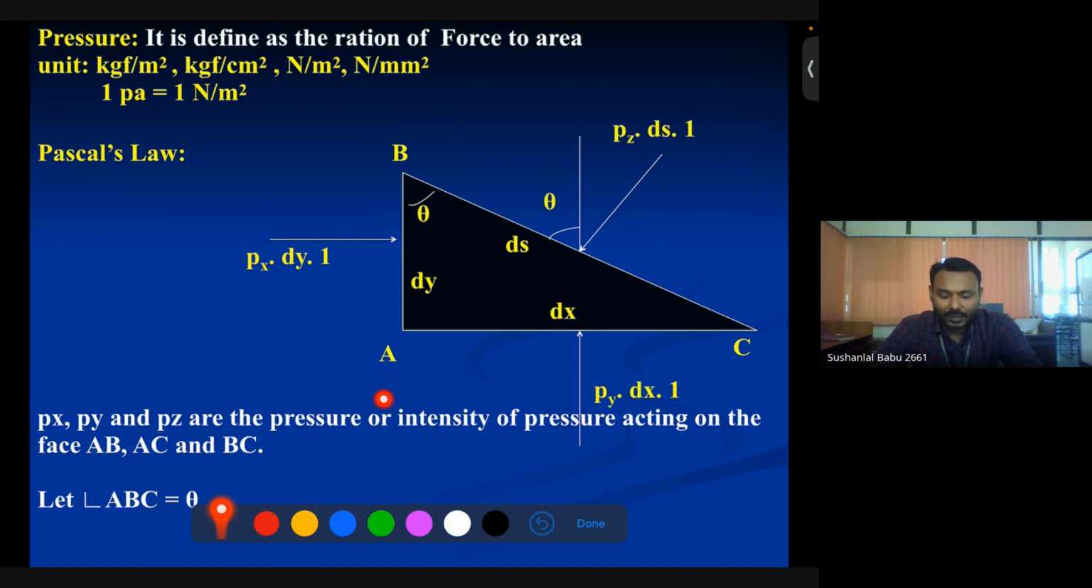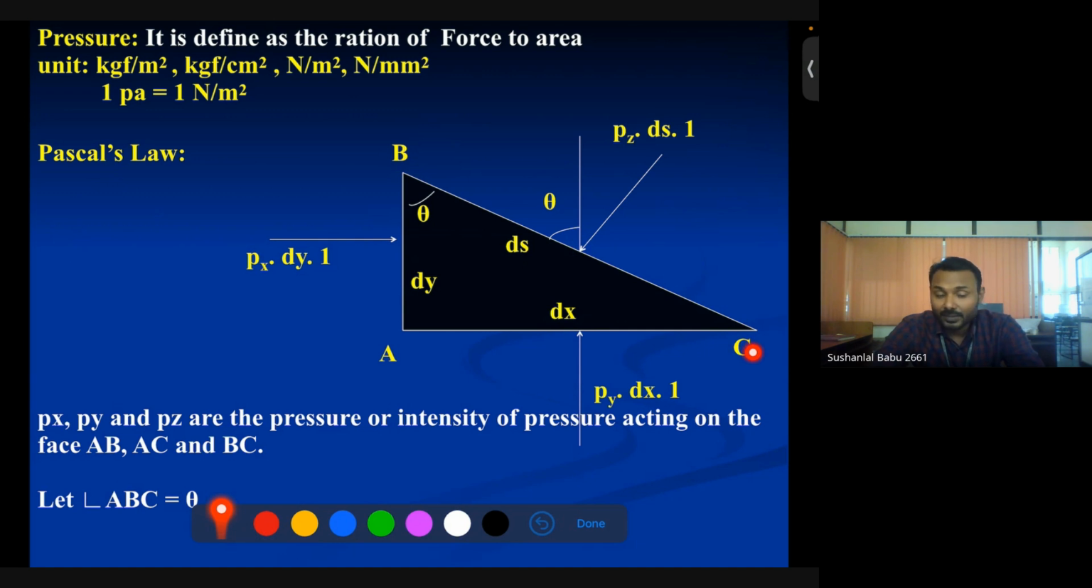Here we will consider a small wedge-shaped fluid element. What is the pressure exerting normal to this particular area? PZ is the pressure normal to the surface. Pressure always acts normal to the surface. There will not be any inclined component of pressure, only that one normal component. And on the left-hand side you can see PX acting on the side AB, and there is a PY acting on the surface AC.